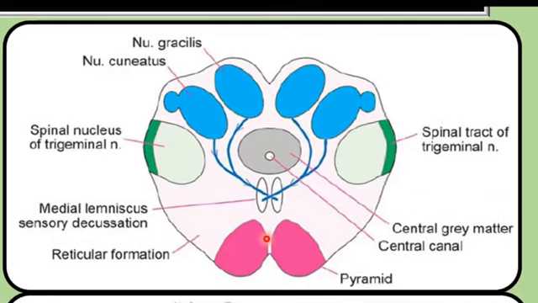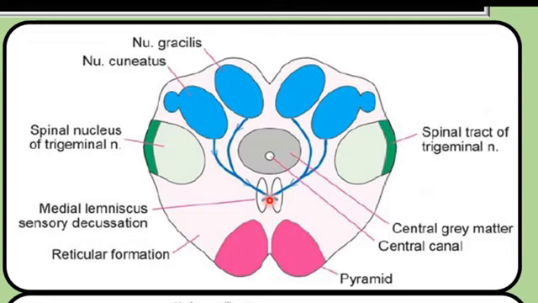When we move behind the pyramids, we will see another structure we're introducing at this level, which is called the medial lemniscus. We will see a decussation happening around the medial lemniscus. Where are the fibers coming from? We will see fibers from nucleus gracilis and nucleus cuneatus crossing to the opposite sides at this point. This is the point of sensory decussation, or medial lemniscus sensory decussation.